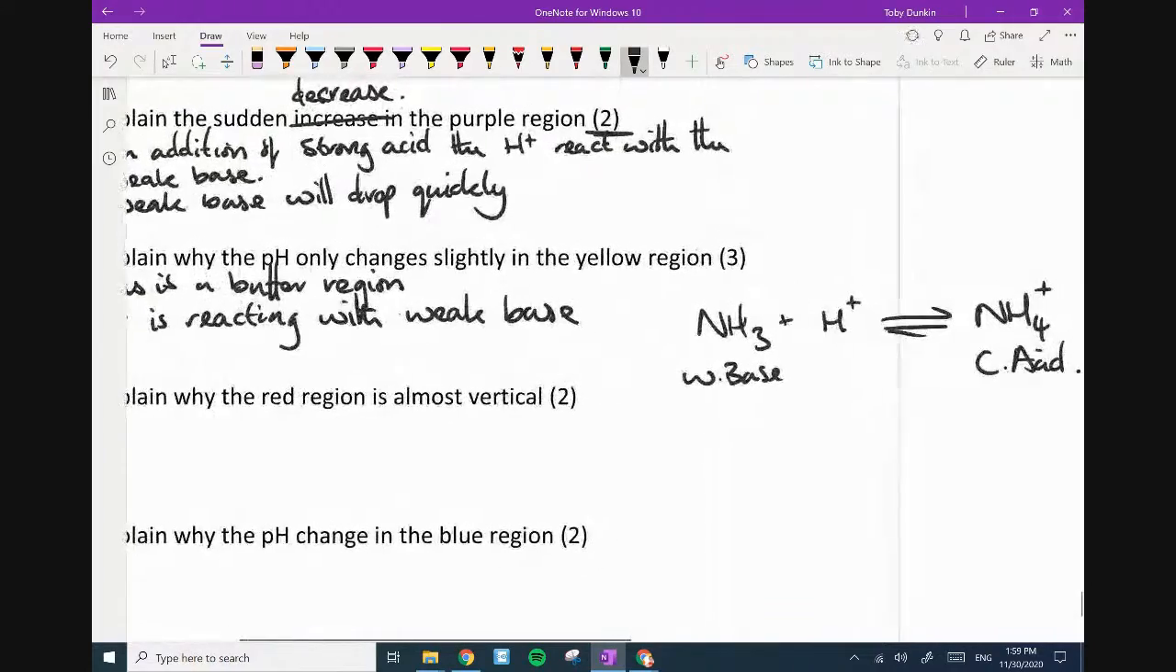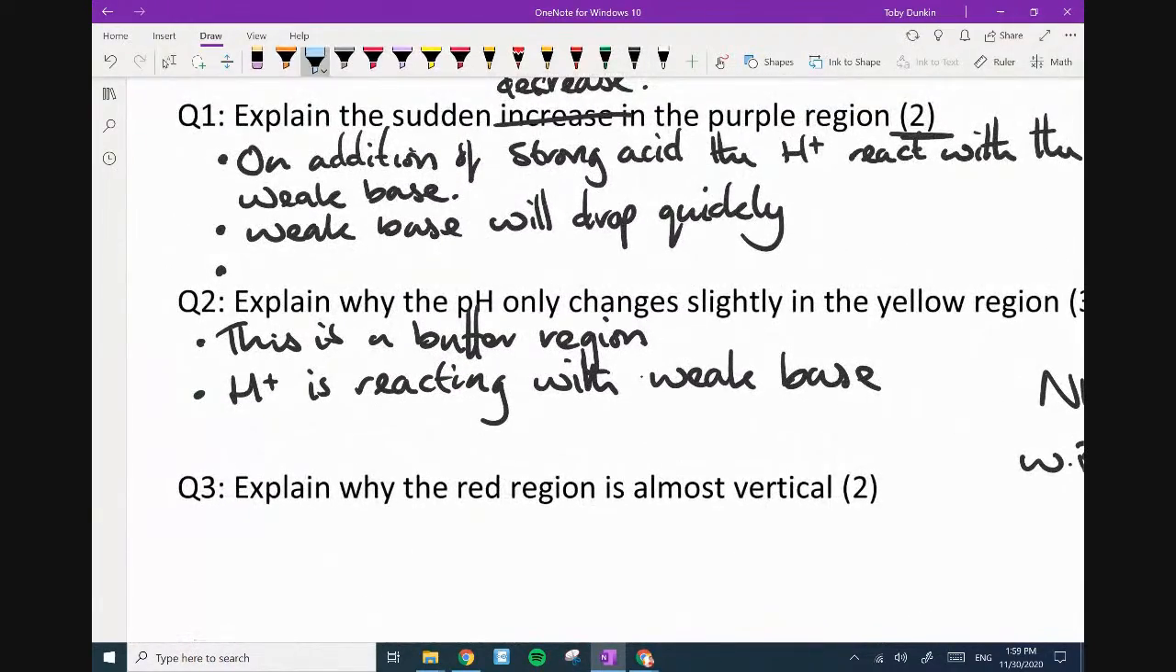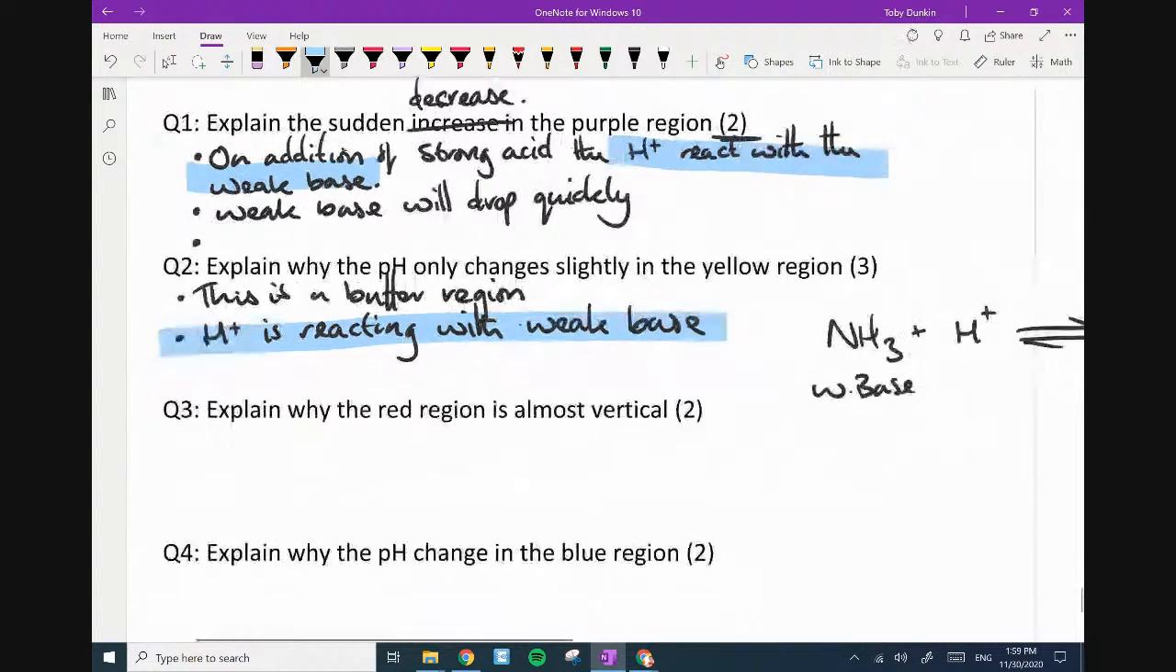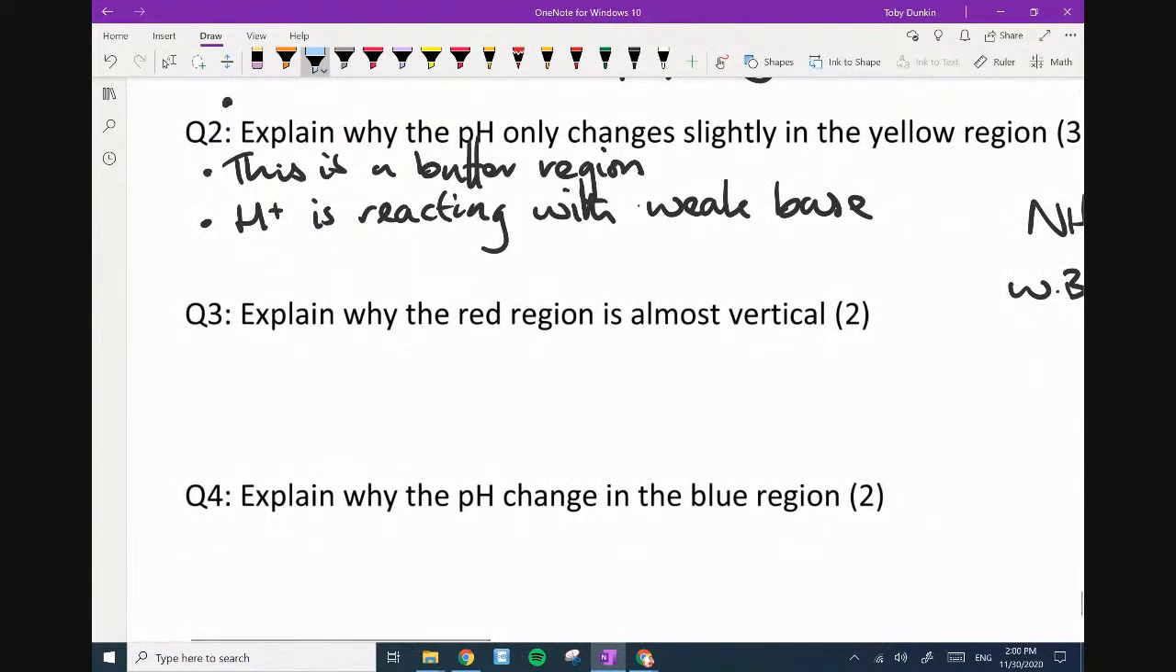So why does the pH hardly change? Because in reality, we realize that these 2 points here are the same. The H plus is reacting with the weak base. But the reason why it doesn't drop is because even though we're removing the base, we're creating a conjugate acid, which is going to therefore push it up. And with this section of the graph, you've got to use your understanding of the buffers.